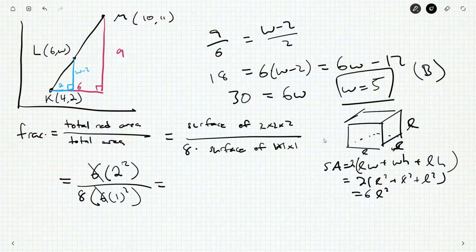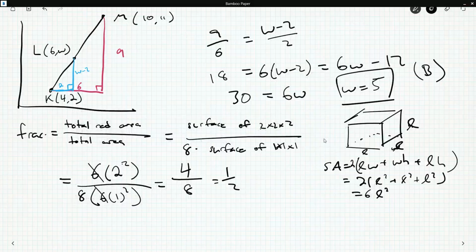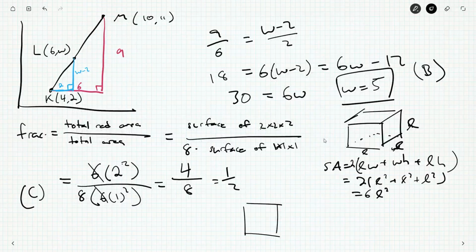So the 6's cancel out. The 2 squared on top becomes a 4. 8 times 1 squared is just 8. So 1/2. Half the area is red. So what they wanted, what fraction? 1/2, so that's C.